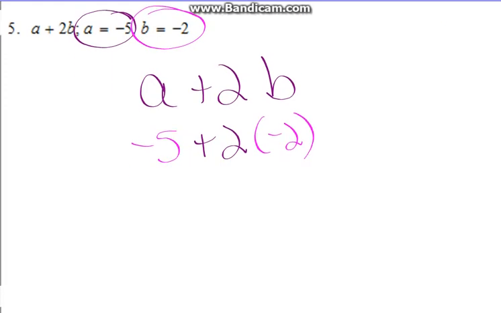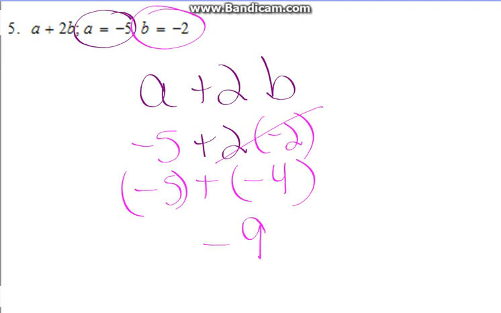Now, let's simplify. 2 times negative 2 is negative 4. So now we have negative 5 plus negative 4. Well, when adding numbers with the same sign, be it both positive or both negative, you add the numbers and keep the sign. So 5 plus 4 is 9. Keep the sign. So our answer is negative 9.